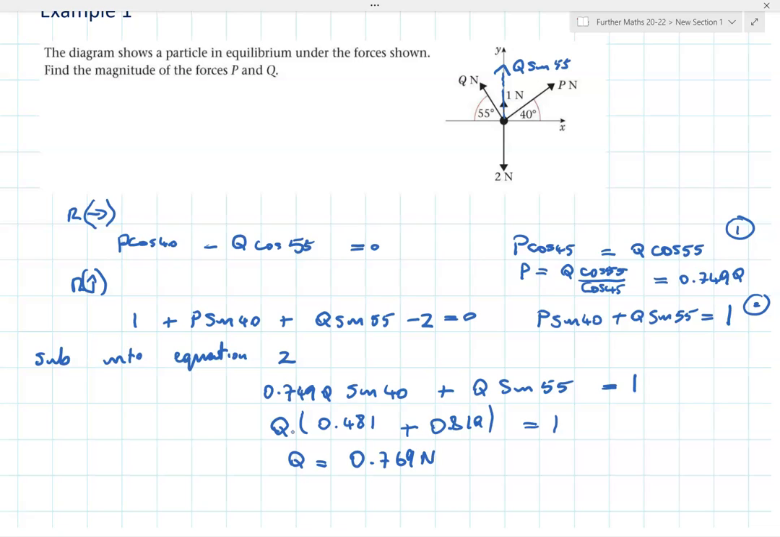And when I substitute Q back into P there, 0.749 times 0.769, I get P is equal to 0.576 newtons.